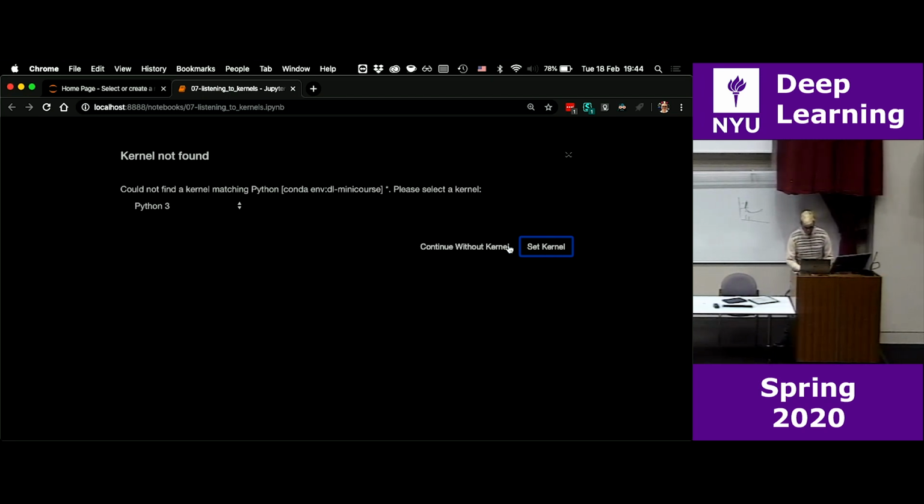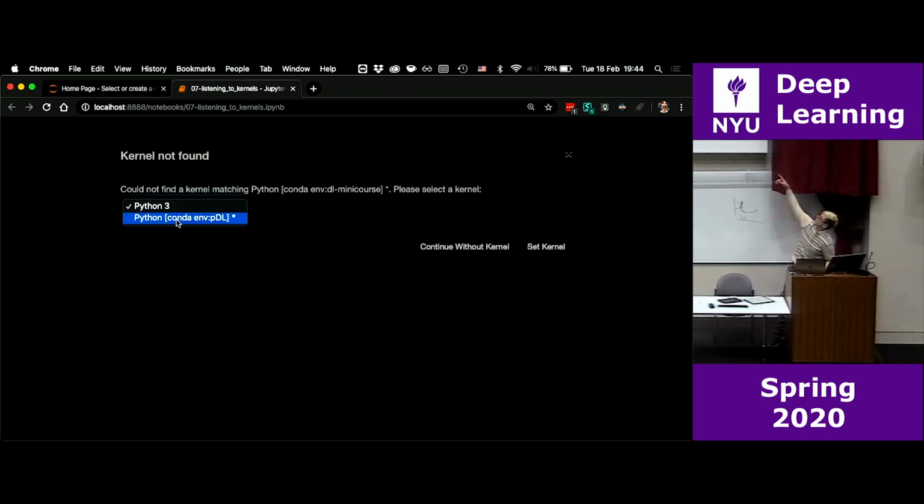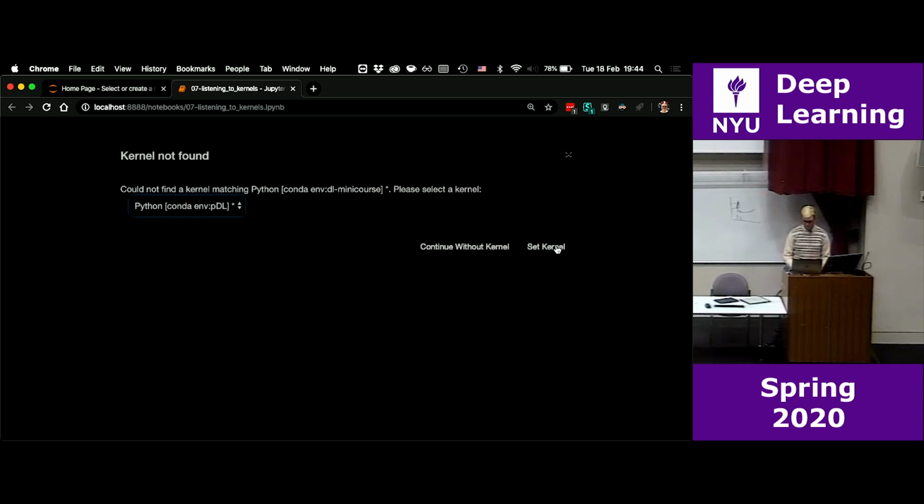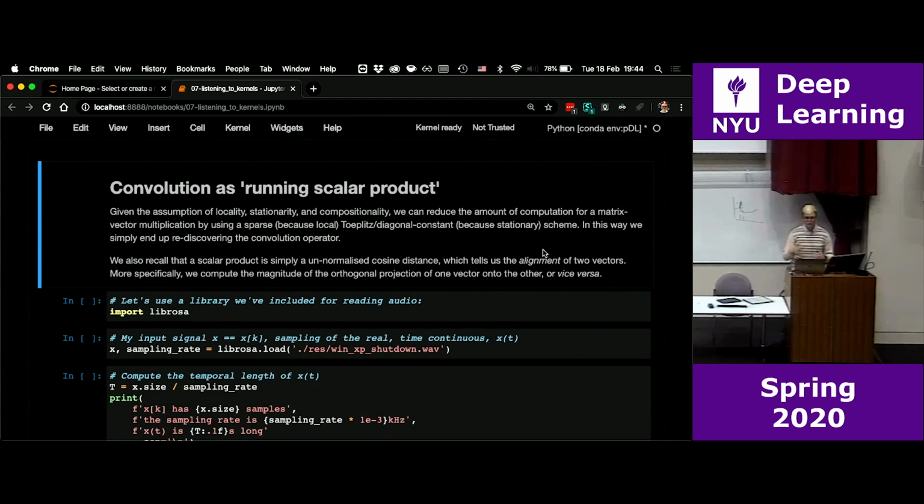Here we set the new kernel, which is called PyTorch Deep Learning. So you're going to notice the same kind of procedure if you update your system. All right, so in this case, we can read the top here.